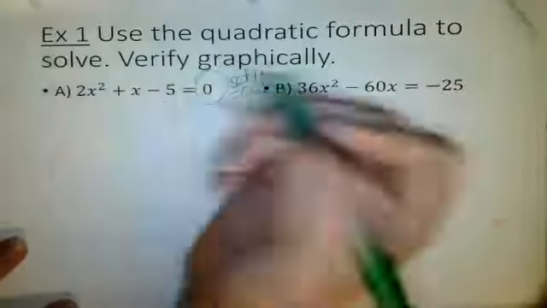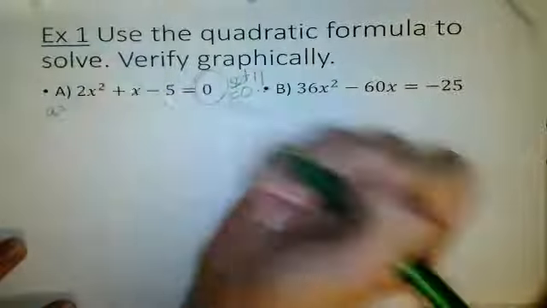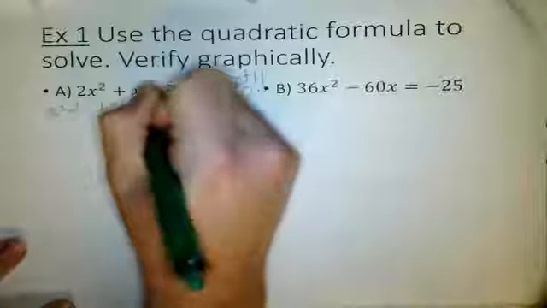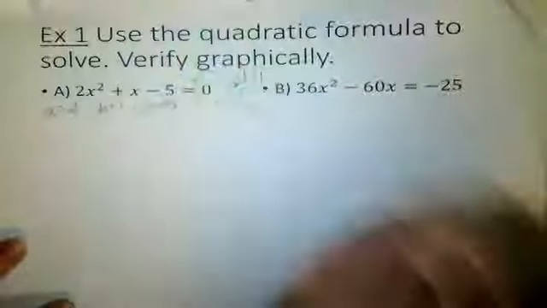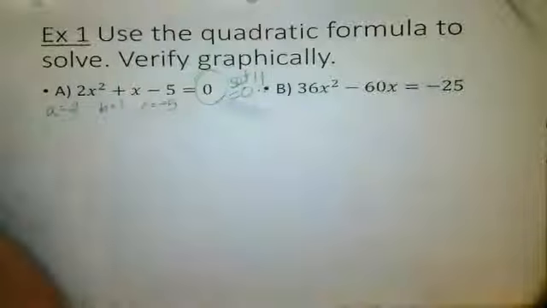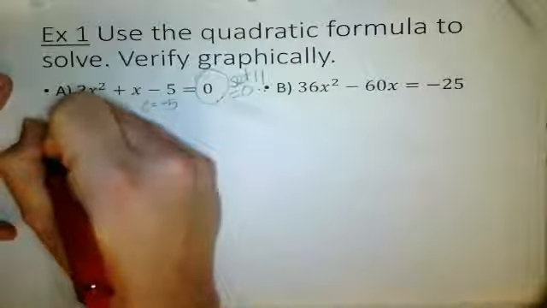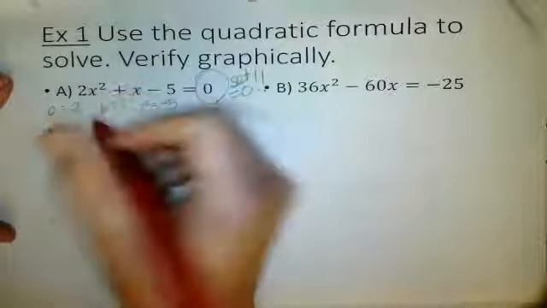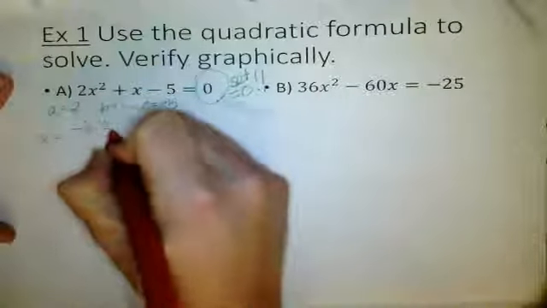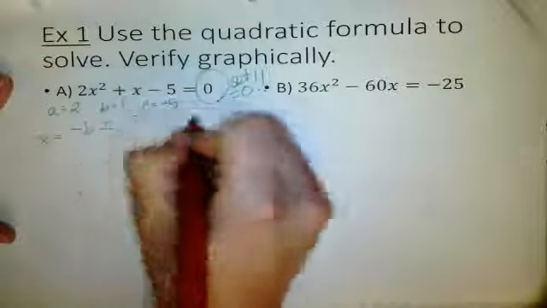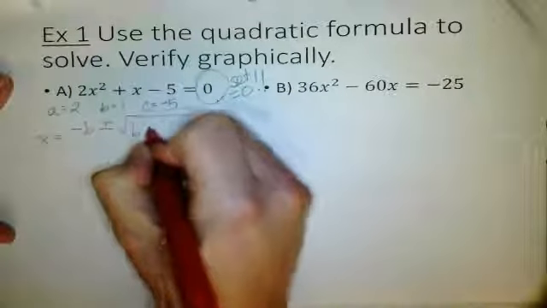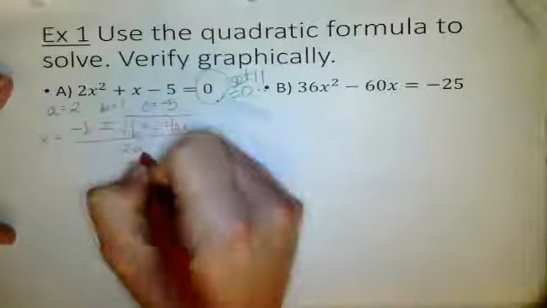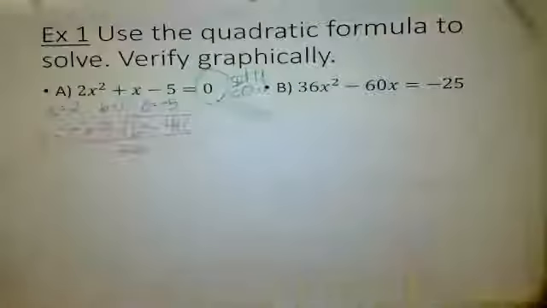So we want to make sure we understand, what is the a? 2. What's the b value? 1. What's the c value? -5. Good. And now, what is the quadratic formula? X equals the opposite of b plus or minus, sing along, the square root of b squared minus 4ac all over 2a. Very good.